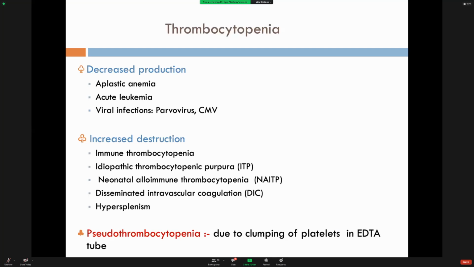Look at your records: how were the platelets before, yesterday, the day before? If they were normal, you have to repeat it in a saturated tube, because sometimes clumping of platelets happens in the EDTA tube. So the first step is to request a saturated tube because of what is called pseudo thrombocytopenia, due to clumping of platelets in the EDTA tube. If it's still low then you have to investigate. But usually if it's pseudo thrombocytopenia, platelets will be normalized again.